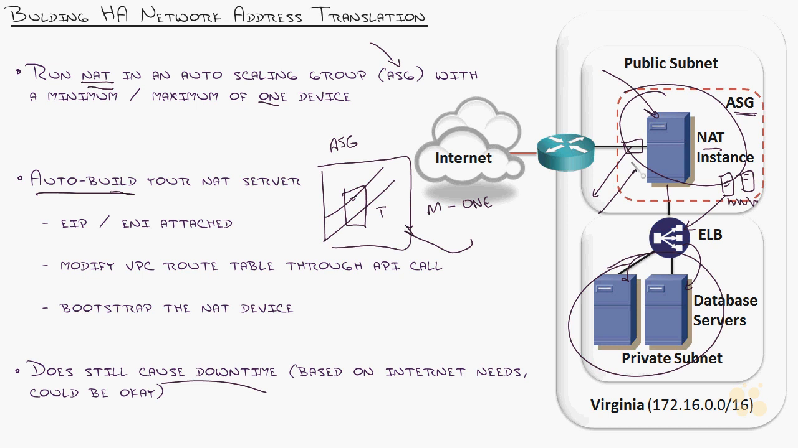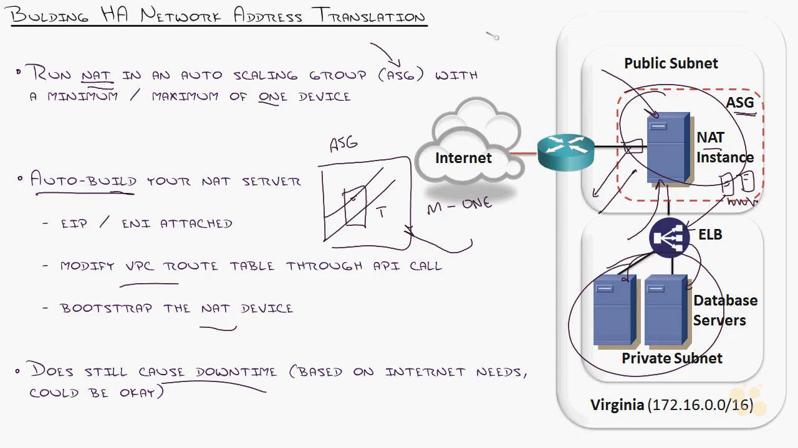For some reason, I just think of a car assembly line every time I think of this. The API calls can also modify your routing table to forward traffic through that new NAT instance, and then you can have it bootstrap the NAT device. If you haven't heard of bootstrapping before, essentially that's applying updates or building the device as it boots.